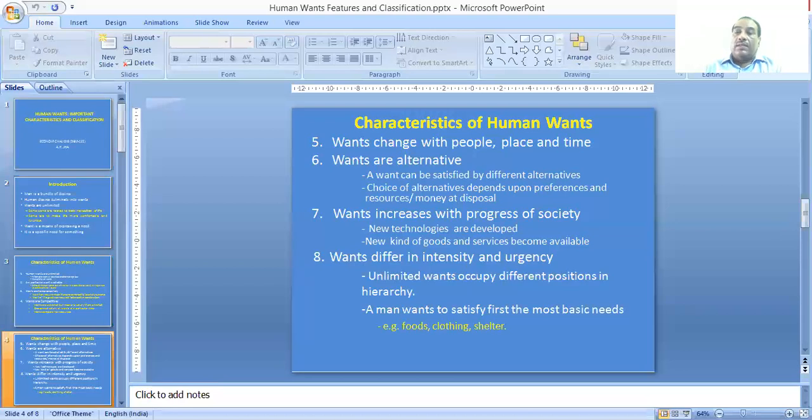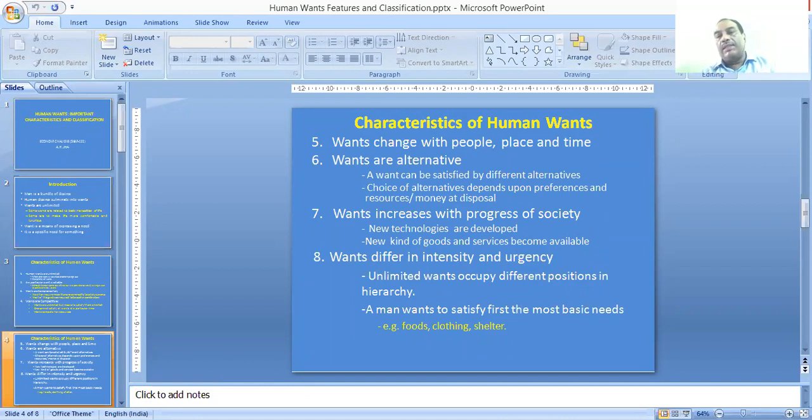And then wants are alternative. We have already said that one want can be satisfied in alternative ways. You are thirsty, so you can have a glass of water, or you can go for lassi or cold drink. So to quench your thirst, you have alternatives. Either you go for plain water, or you can have a cold drink.